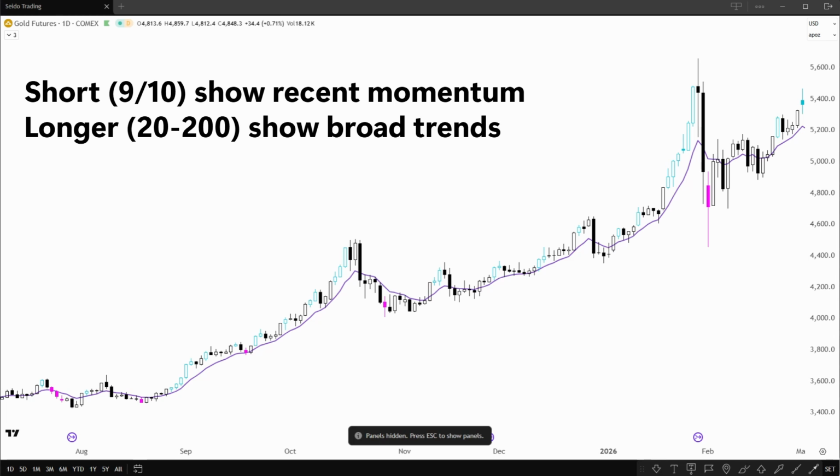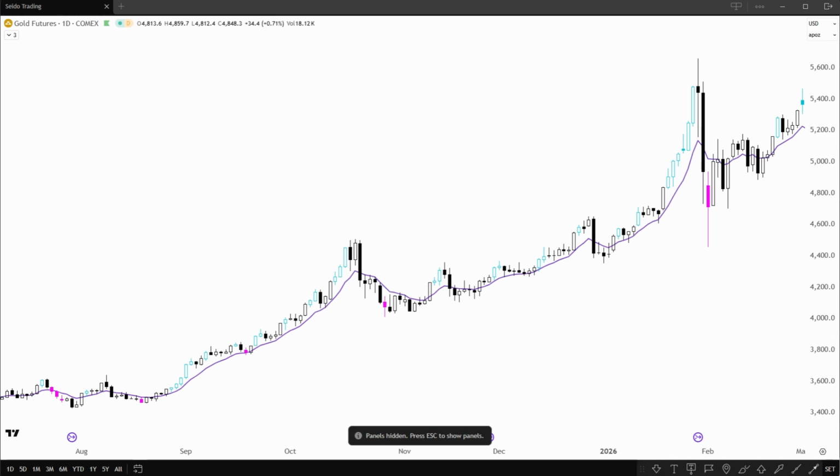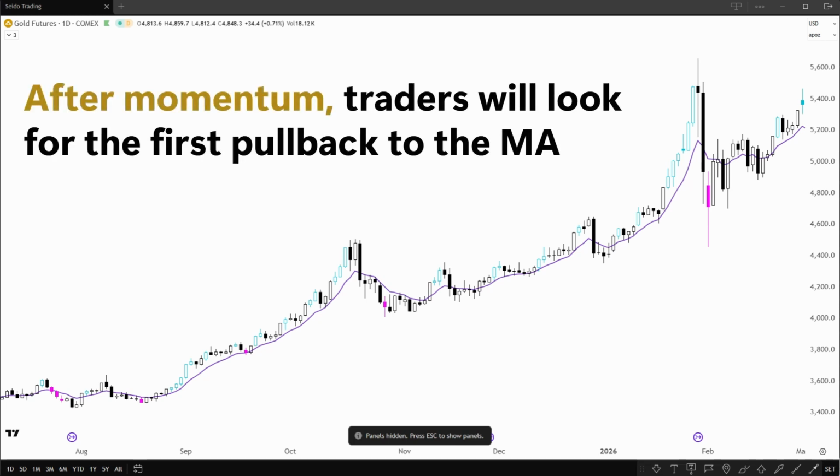They'll use longer period moving averages from anything from a 20 all the way up to a 200 to show broader trends. After a period of consolidation, when price moves away from a moving average with momentum, the first pullback to the moving average is often the most reliable level of support or resistance.